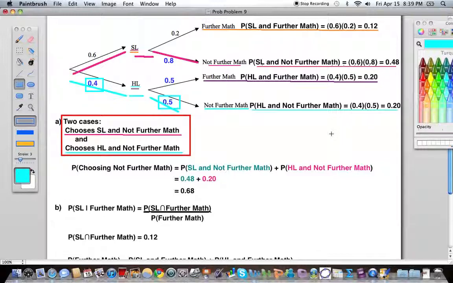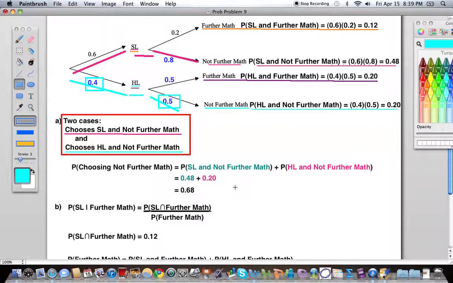Now, what do we know about probability when we have two events in a tree diagram like this that fulfill what we're looking for? Well, we add them. So the probability of choosing not further math is equal to the probability of choosing SL and not further math, plus the probability of choosing HL and not further math. This is 48/100 plus 20/100 equals 68/100.